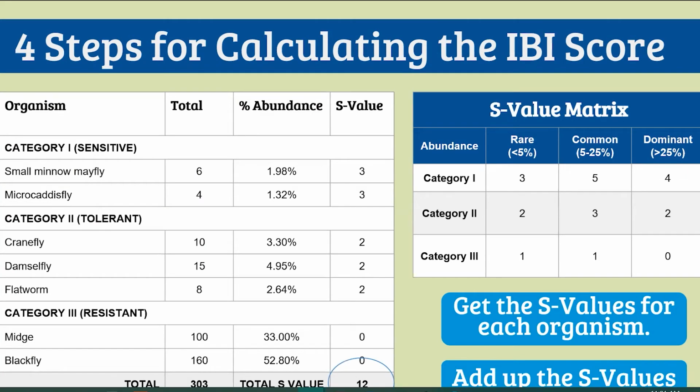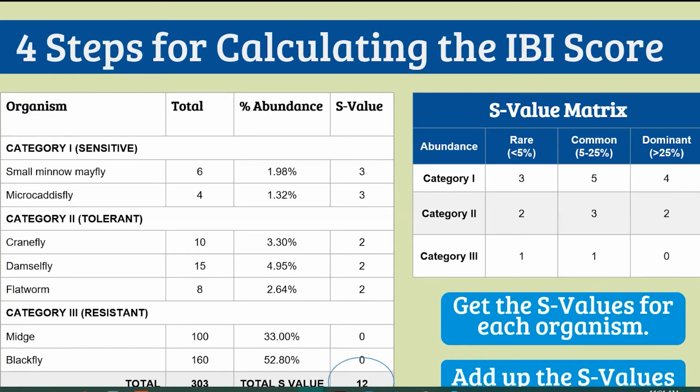Now that you know how to calculate the IBI score in 4 steps of adding up the total number of organisms, calculating percent abundance, identifying the S value, and adding the S values up, you are going to do some calculations yourself. You get to skip steps 1 and 2 and focus on calculating the S value and the IBI score. The next Nearpod slide is going to have a link that opens up to a spreadsheet.